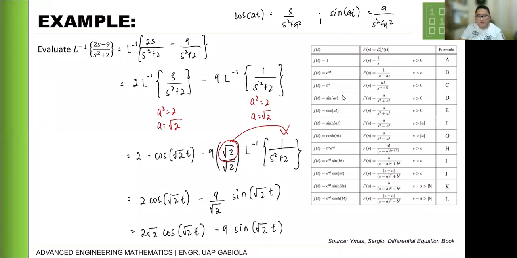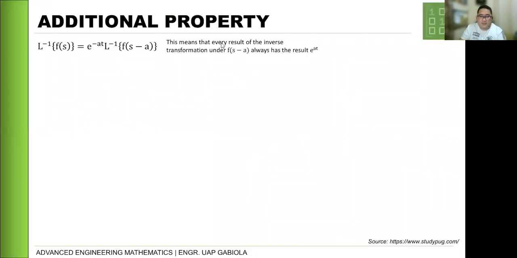Okay, so moving on. We first discuss an additional property that will be useful in the succeeding examples. So an additional property of the inverse Laplace transform is stated as follows. If we have a value of f of s minus a, we can actually indicate an exponential term raised to at, and then the transformation of f s minus a.